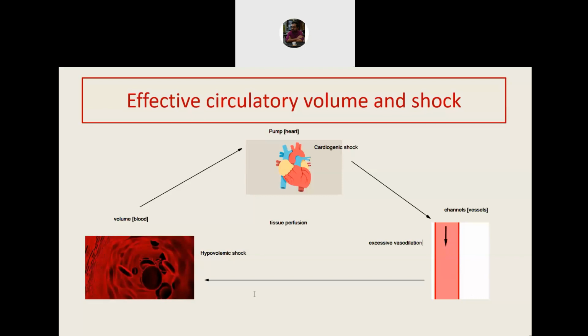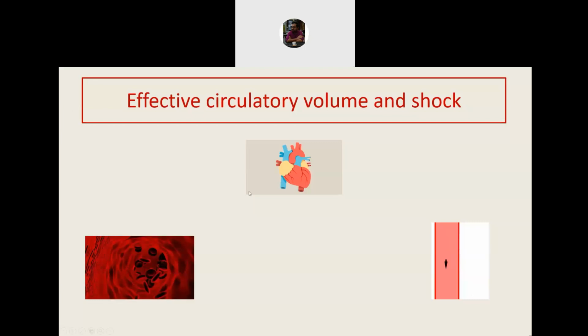This interplay between these three parameters brings forward the concept of adequate tissue perfusion, and the volume at a given point of pump function and vascular function that maintains this tissue perfusion is the effective circulatory volume at that point of time. So this essentially is the concept of effective circulatory volume. And I hope that this is clear to all of you.